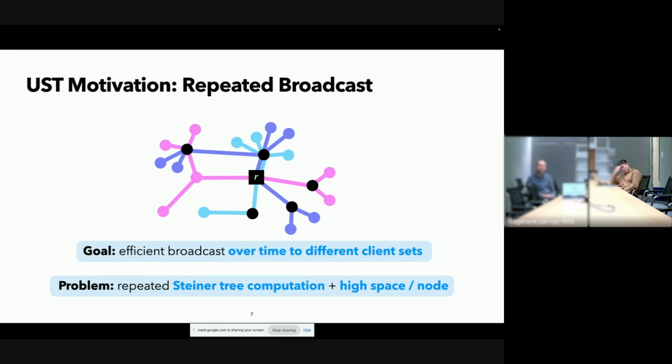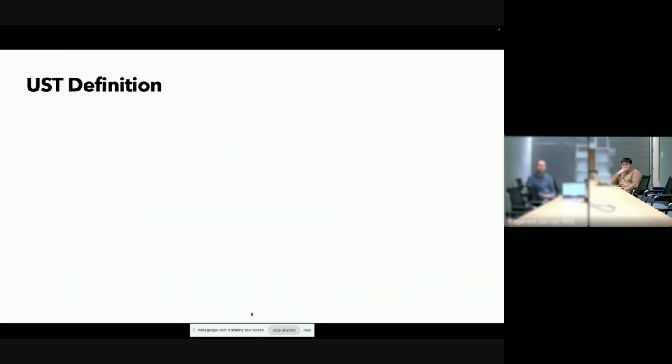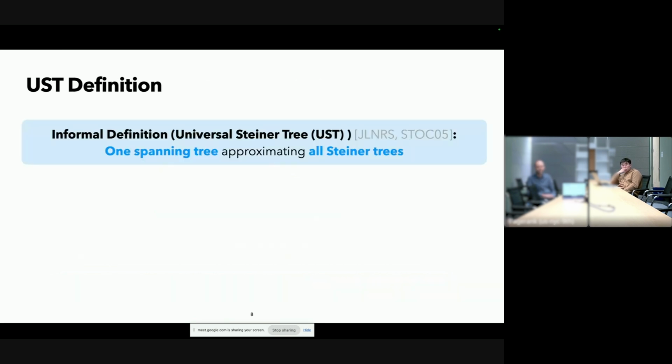And what is the thing that's better than this? Well, it's this thing called a universal Steiner tree. Informally, the way I want you to think about universal Steiner tree is it's just a single spanning tree of the graph that's a good approximation for every possible instance of Steiner tree. And I'll be more formal about this in a moment.